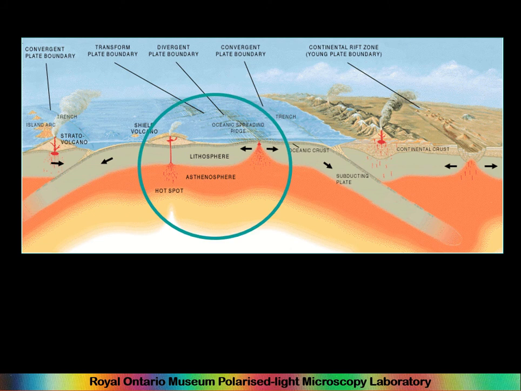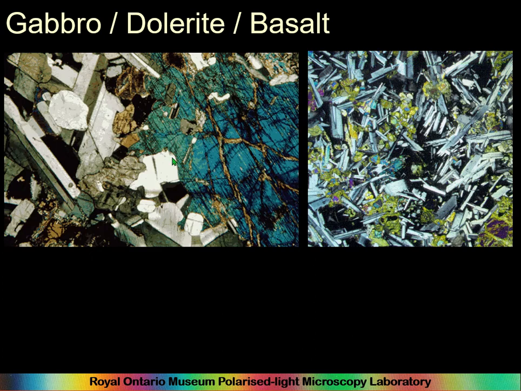So here we have again that section through the earth. Here we have the lithosphere. This is where we get a lot of these basic volcanic rocks. Here's a gabbro and basalt. Dolerite is a very common rock that forms dikes, which are like veins through the rock, which cool more rapidly than gabbro, but less rapidly than basalt.